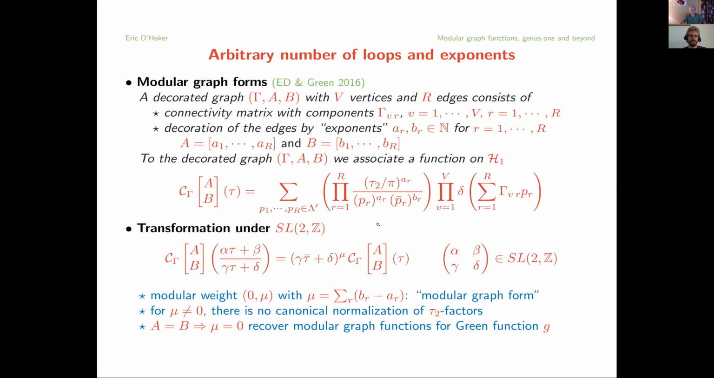momentum conservation delta function. Now, since the powers are not the same, the total powers don't have to be the same either. And so in general, this object is not a modular function. It's not invariant under SL2Z, but it transforms as a modular form. And that's just about as good. If mu isn't equal to 0, there is no canonical factor of tau2 we can put in, so you have to make some arbitrary choice. And if A is equal to B, then we just recover the modular graph functions we had before.